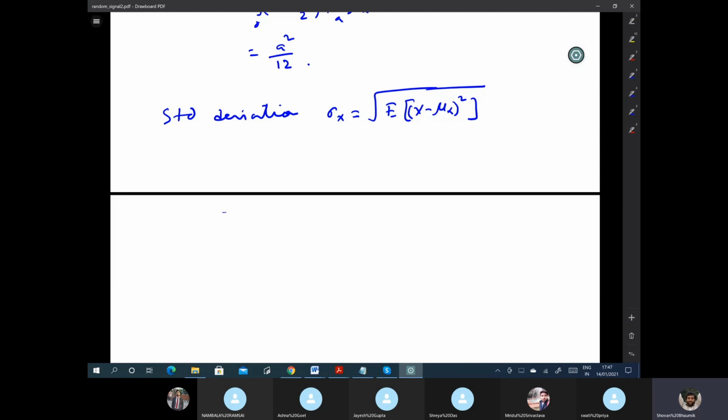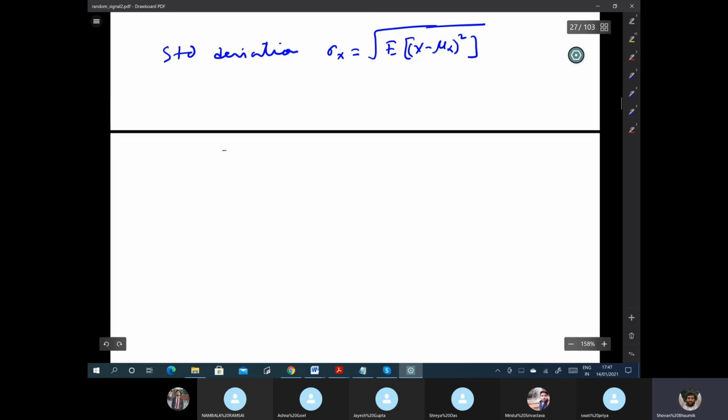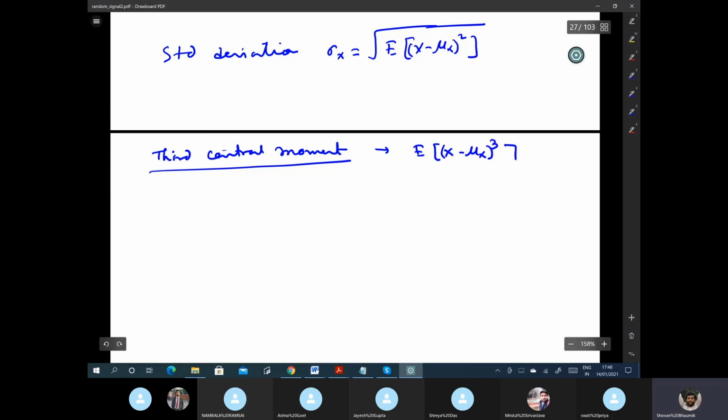Now there are two more things. How is this third order central moment important? The third central moment is E of x minus mu x cube, and we define the coefficient of skewness as C_S, that is E of x minus mu x cube divided by sigma x cube. So this is called the skewness.